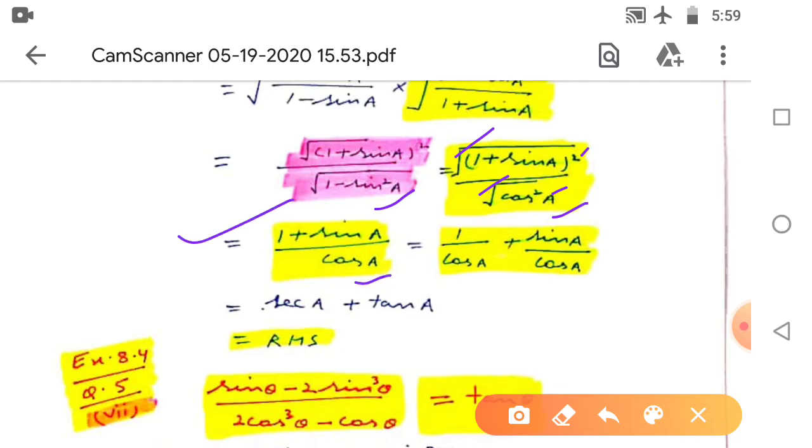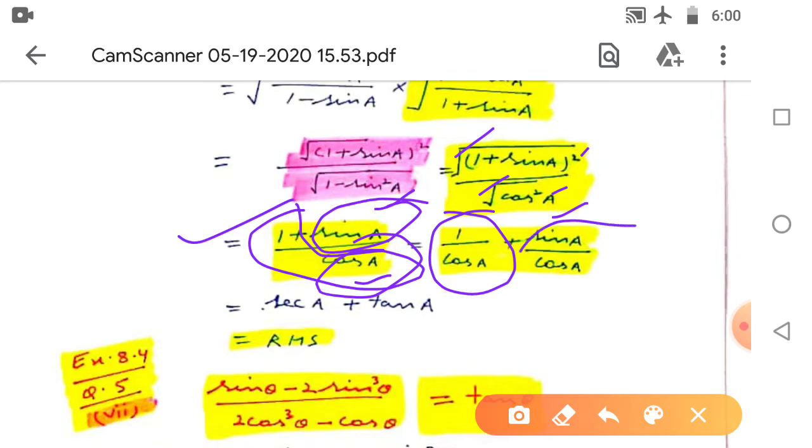Clear? And I told you to keep the RHS in your mind. So RHS is sec A plus tan A. Now 1 upon cos A, and sin A upon cos A. 1 upon cos A is equal to sec A, and sin A upon cos A is tan A. Clear? So that is your RHS.